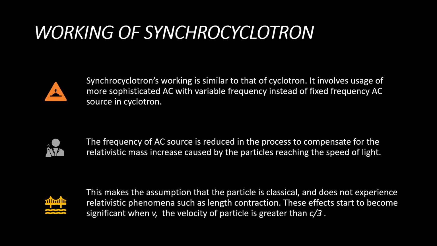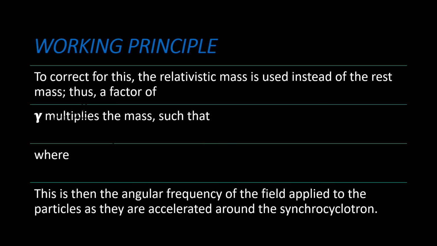Its working is similar to that of a cyclotron, but it uses AC with variable frequency instead of a fixed frequency AC. The frequency of the AC source is reduced in the process to compensate for the relativistic mass increase caused by the particle approaching the speed of light. This makes the assumption that the particle is classical and does not experience relativistic phenomena such as length contraction. This effect starts to become significant when v, the velocity of the particle, is greater than c/3, where c is the speed of light, 3 × 10^8 meters per second.